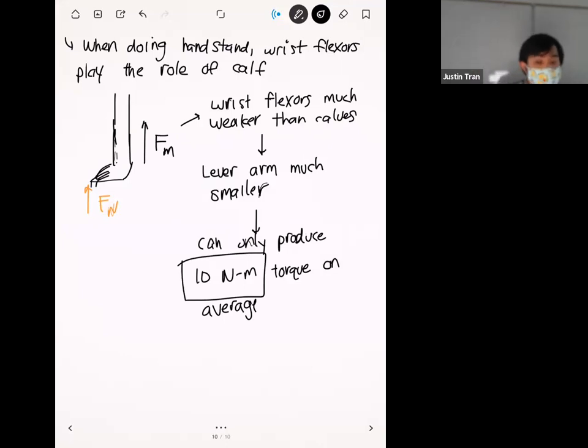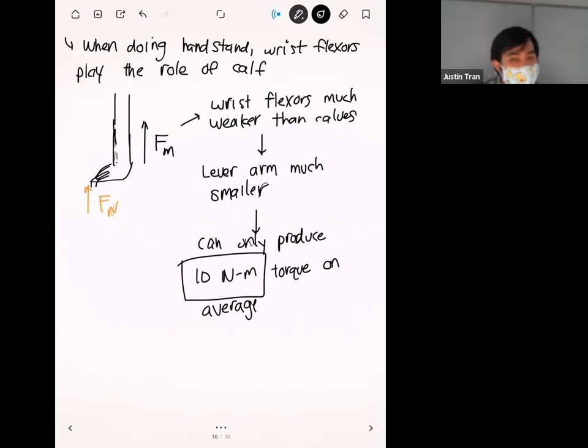And so obviously, that's way smaller than the calf muscles, right? And so because this torque is a lot smaller, people are much more likely to fall forward when they're doing a handstand, right? There are a lot of reasons why people can't do a handstand. The textbook will say this is the primary reason people can't do a handstand. I can think of a lot of other reasons why people can't do a handstand.